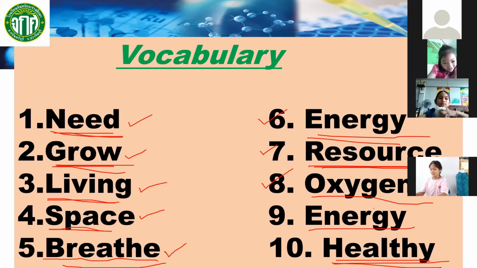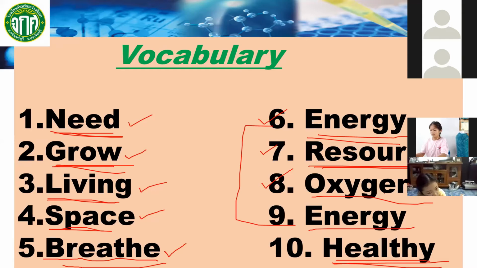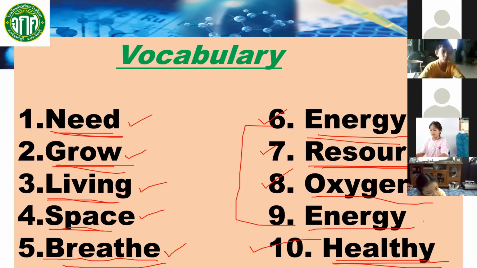Spell number 8. Right, very good. Number 10, Pan Pan, kindly unmute yourself and spell number 10. Healthy. H-E-A-L-T-H-Y. Healthy. All right, very good, Pan Pan. So those are the vocabularies of our topic this week.